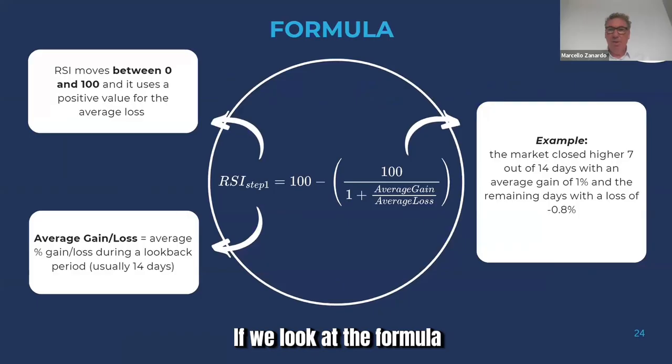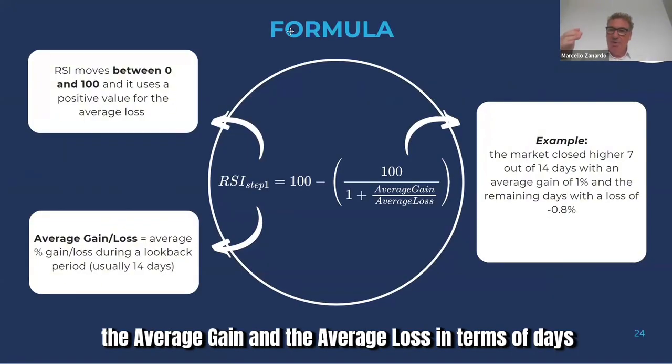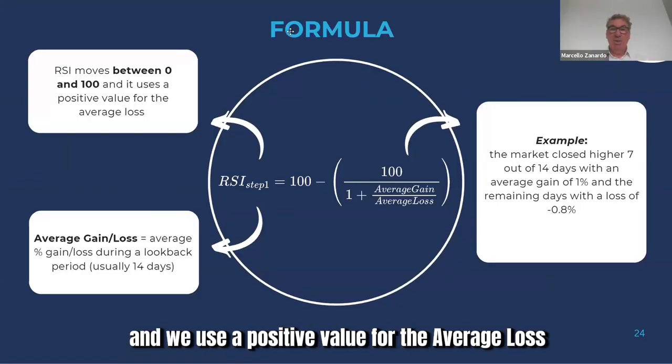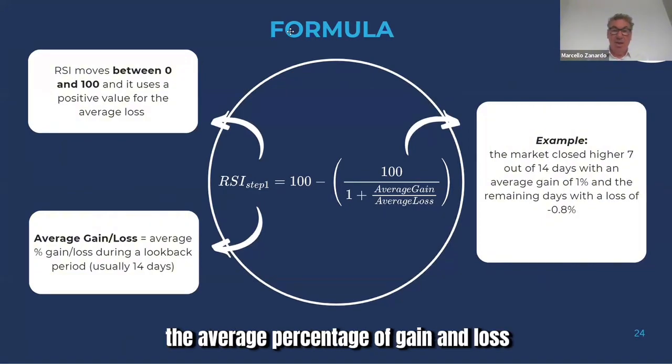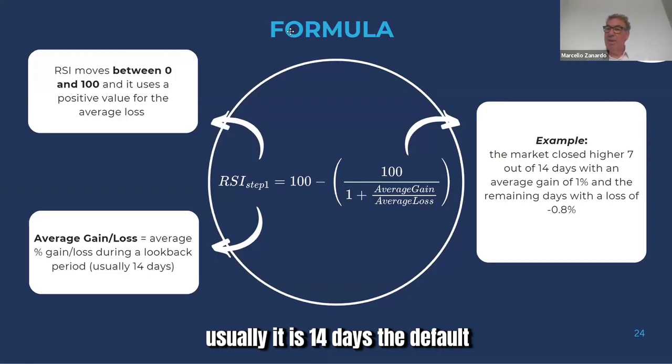What is it? If we look at the formula, the RSI is 100 minus 100 divided by 1 plus the ratio of average gain to average loss in terms of days. So RSI moves between 0 and 100, and it uses a positive value for the average loss. Average gain and loss is the average percentage of gain or loss during a look back period. Usually it is 14 days, the default.